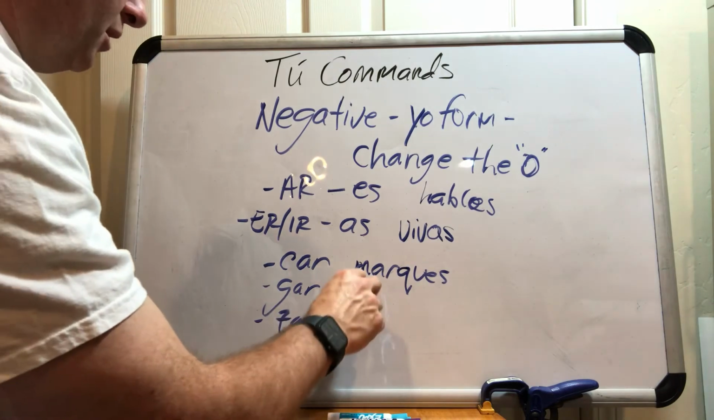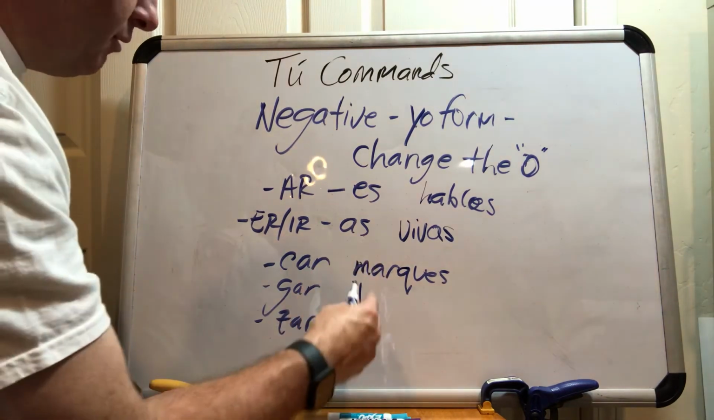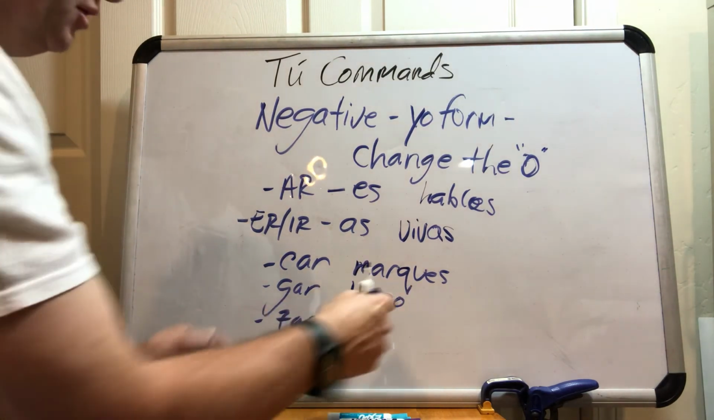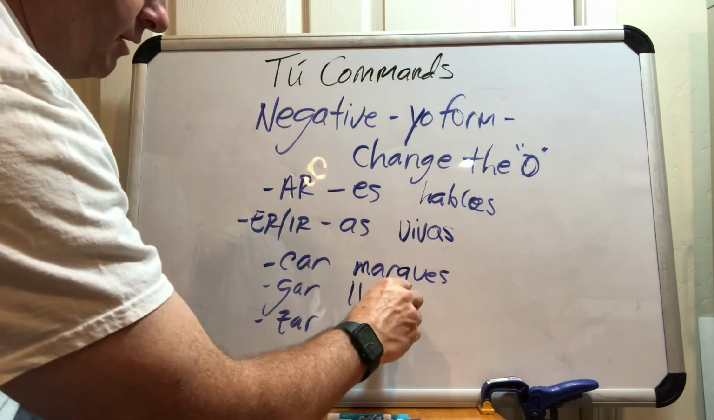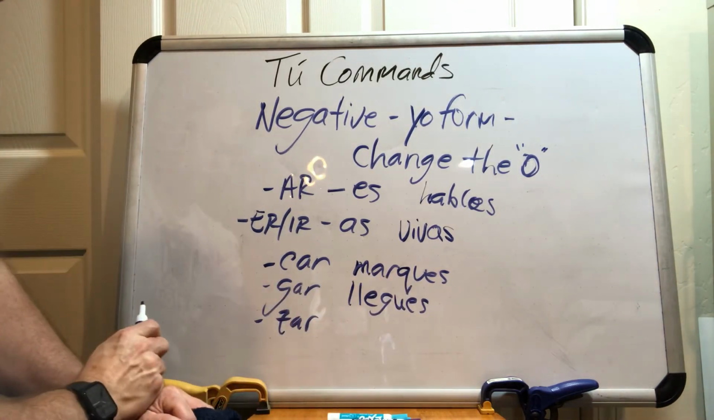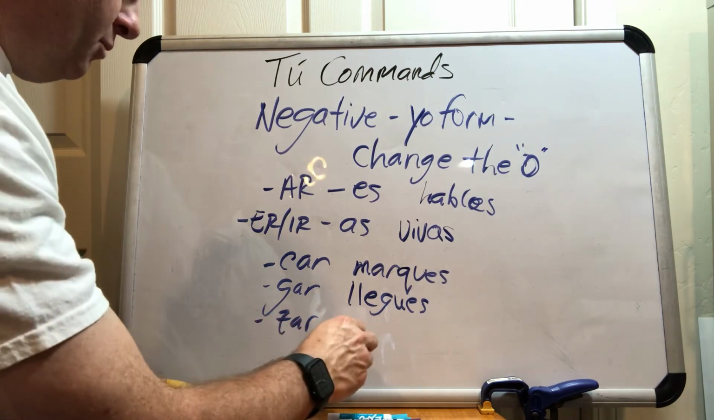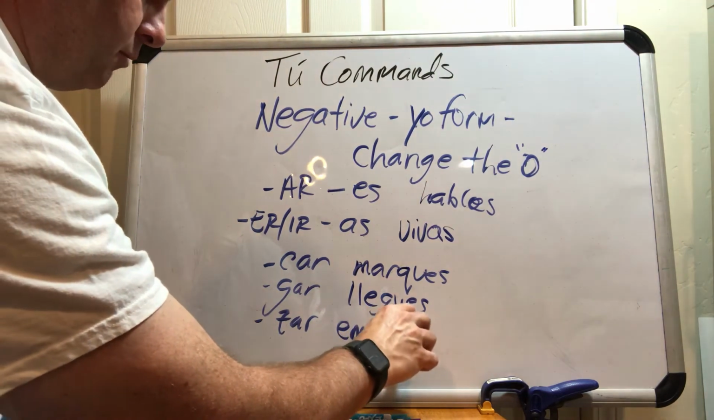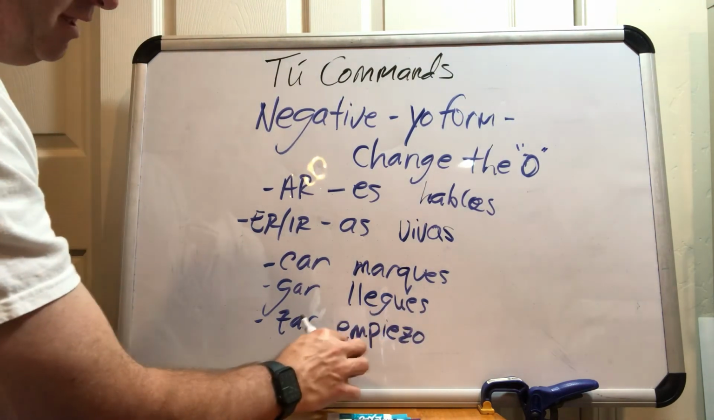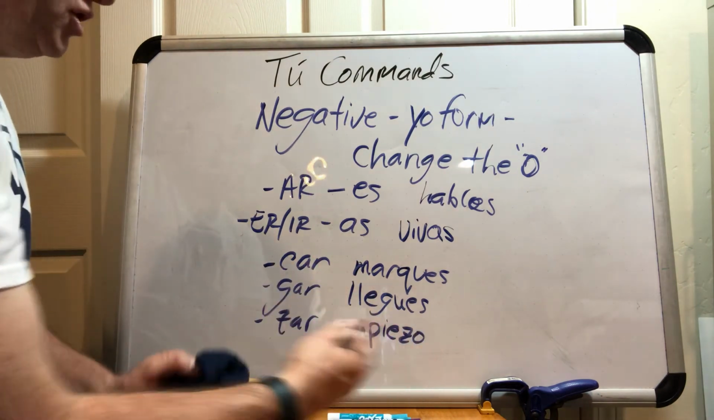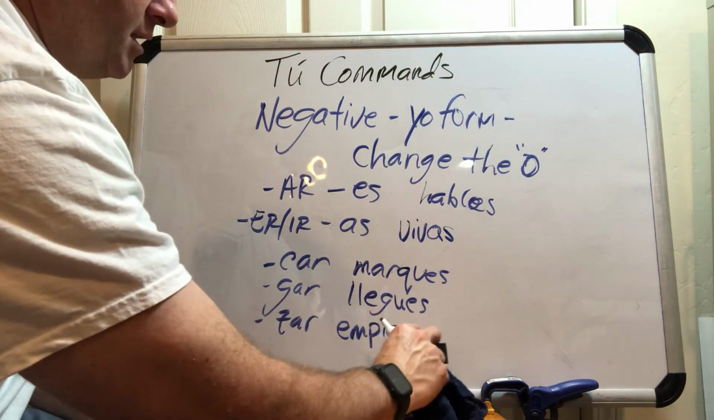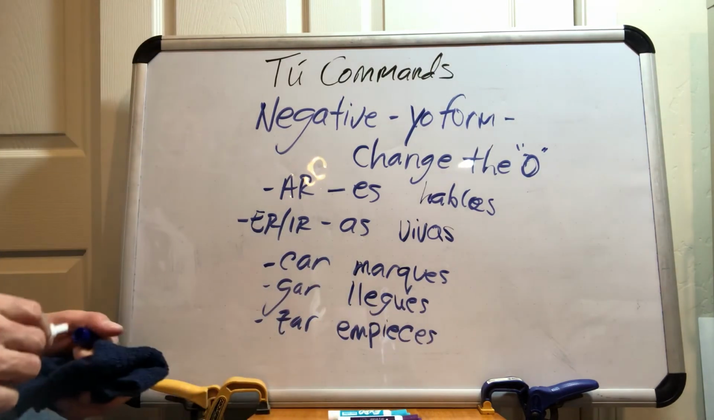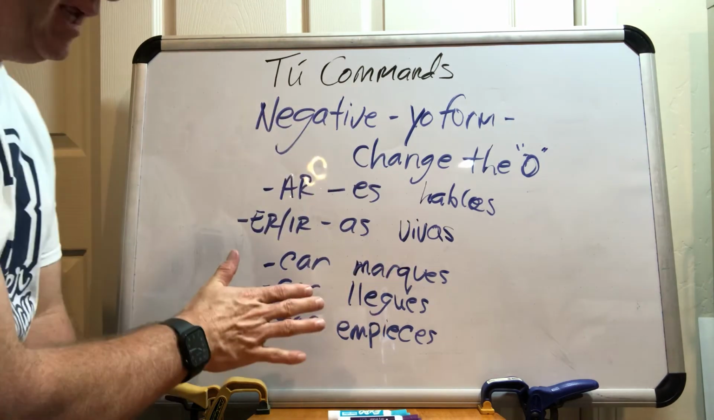Gar would be like, a surprise party. Don't arrive early. So you'd have llego. So you change this to an ES, but then you also have to add a U in there. Otherwise, you lose that G sound. So no llegues temprano, don't arrive early, okay? And zar would be empezar. Again, we're still going to work off of the yo form, right? So we have the stem change here. Empiezo, I begin. So you say don't start early. So we're going to change that to es, but then you also have to change the z to a c. No empieces. Okay? So that's all for my regular verbs.